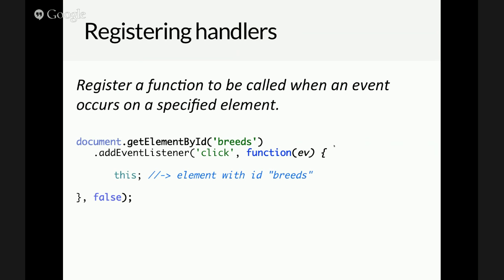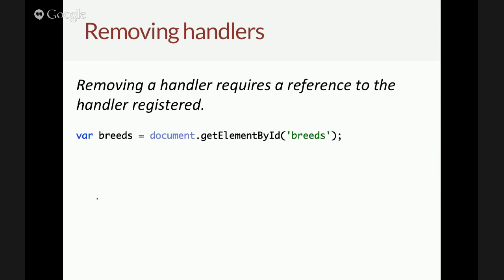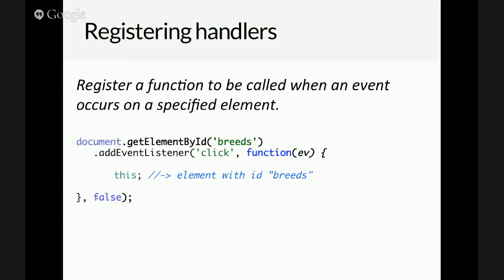So registering an event handler looks like this. You get an element. In this case, I could get my breeds element and add an event listener for click and pass it a function that will get called back whenever I click breeds. Inside this function, this will be the element that was clicked on. And you notice here I passed false. That's what you want to pass almost every single time when you're using addEventListener. So let's check this out in a fiddle.